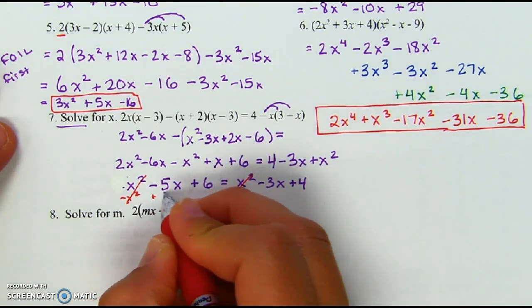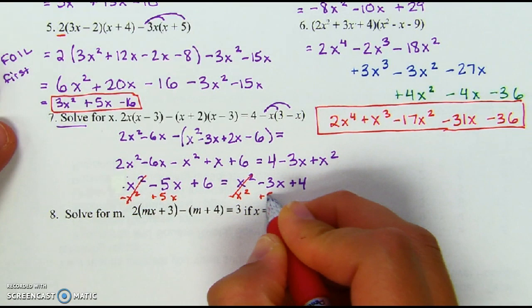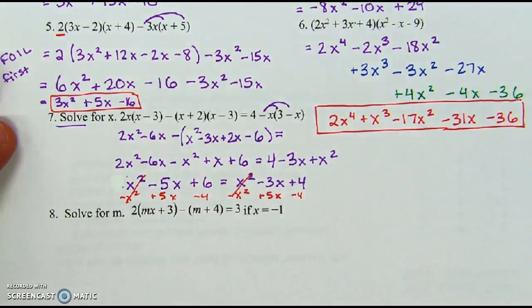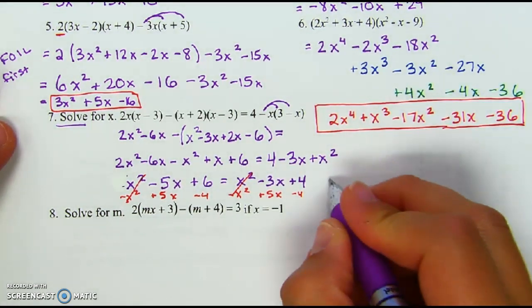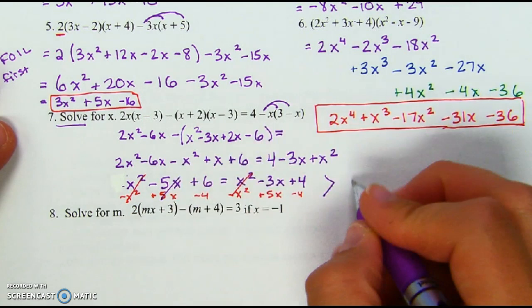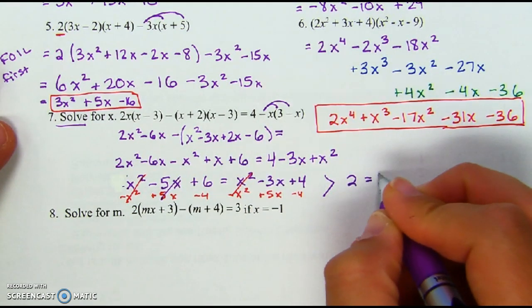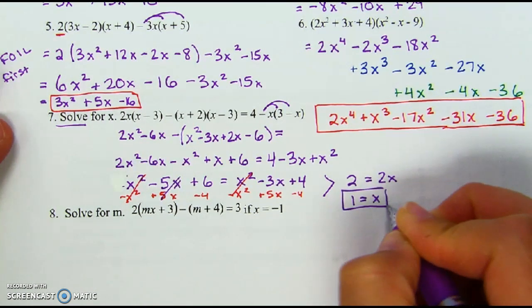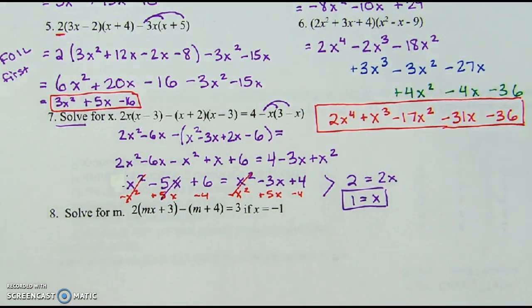So let's move the 5x's over here, and let's move the 4 over here. And Ms. Keener, you're running out of room. I know, I'm sorry. Okay, 6 minus 4, those canceled, right? 6 minus 4 is 2 equals 2x. Everyone agree? I think so. Well, that was a little easier than I thought, right? Kind of ended faster. Okay, x equals 1. Sweet.